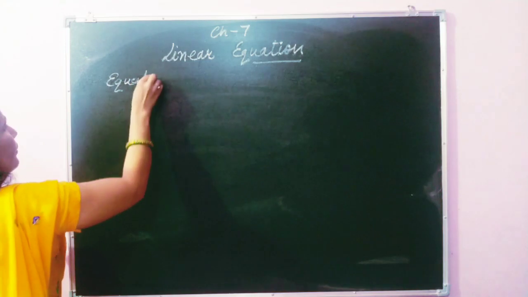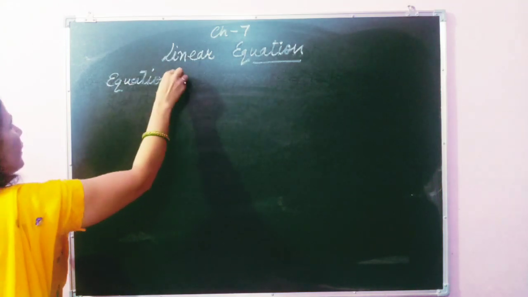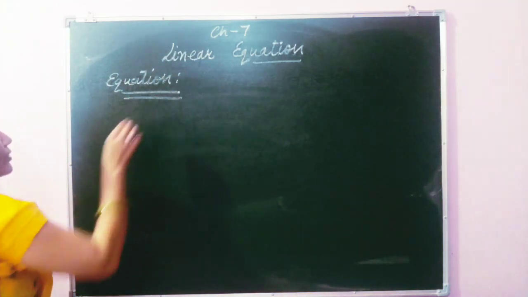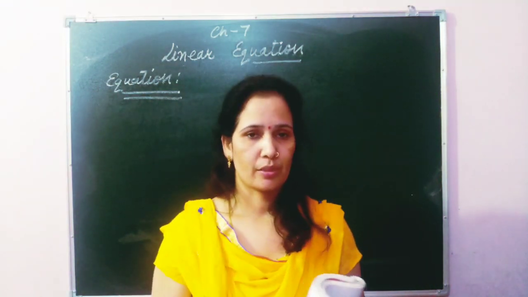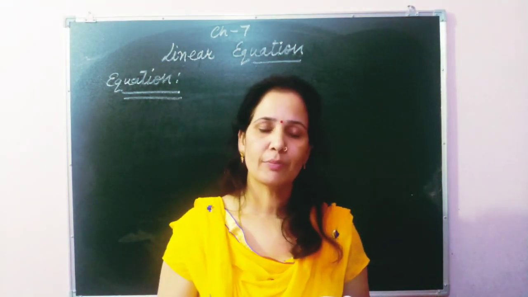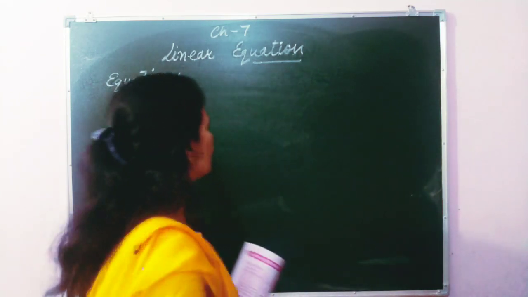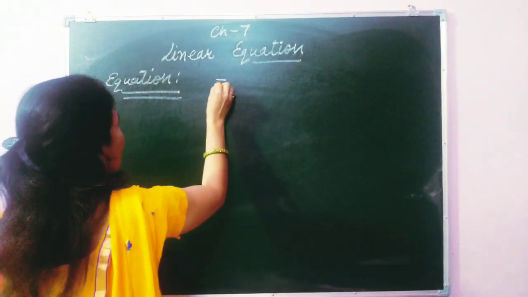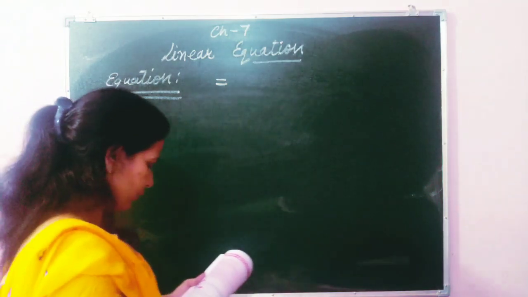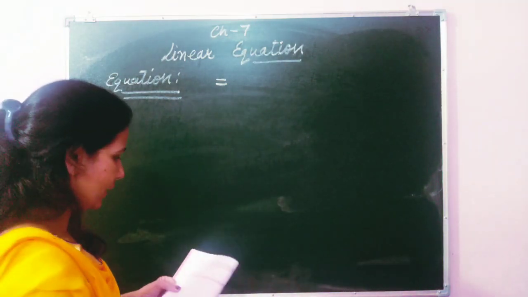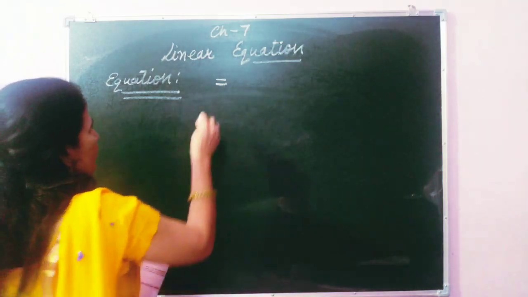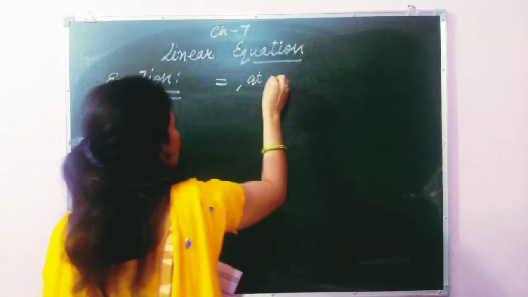What is an equation? Students, if an algebraic expression verifies two statements, that means that is an equation. What are the two statements? First, it will be balanced on the equal sign. Second, at least one variable should be there.